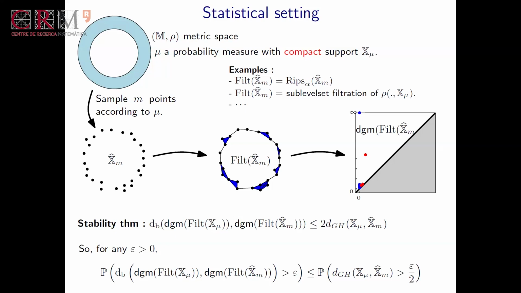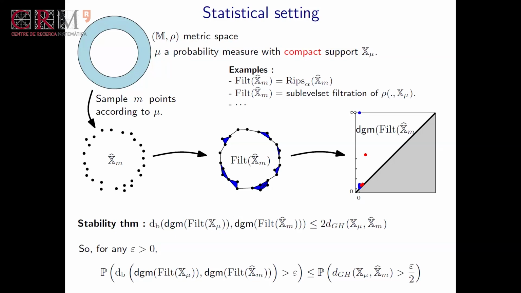In particular, we can expect that when m goes to plus infinity, when you sample more and more points, your set here is going to converge to the support of the measure, and then the candidate to be the limit of this when m goes to infinity is probably this, right?